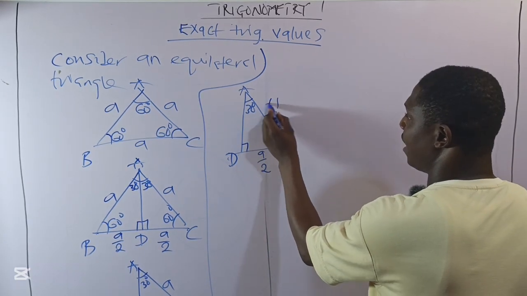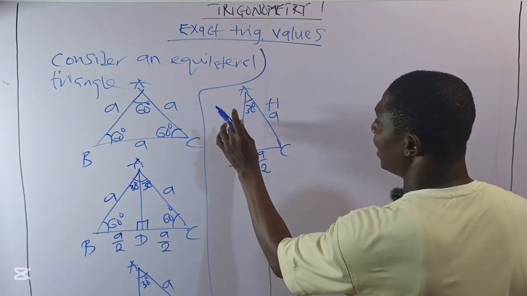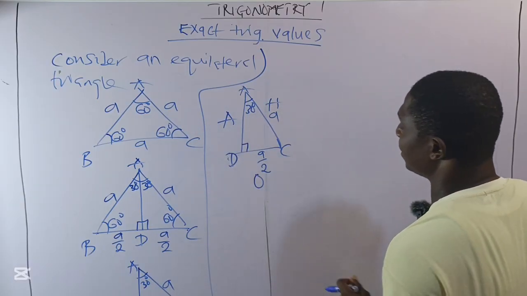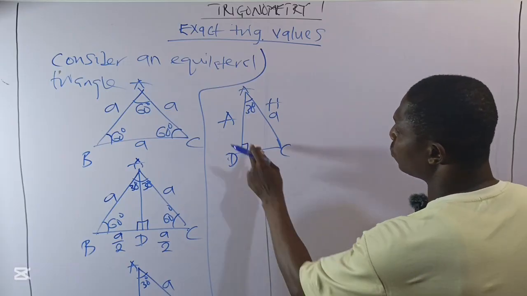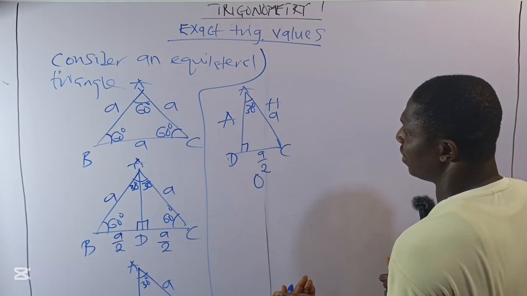This makes here my hypotenuse. This is the angle I'm focusing on. Here becomes my opposite, and here is my adjacent, which is the last side. Now what I need to do is to know my adjacent side. How do I know my adjacent side? I can use Pythagoras theorem.